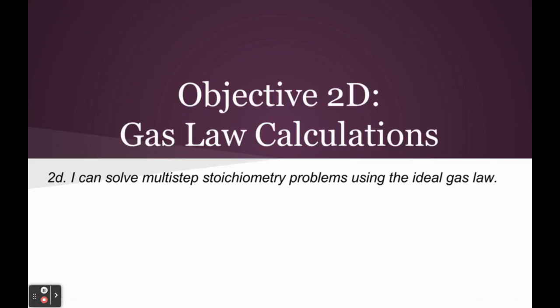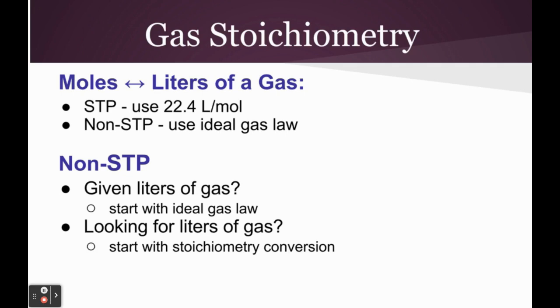Hello everybody, this video is about Objective 2D and solving multi-step stoichiometry problems using the ideal gas law. When we're going from moles to liters of a gas, as you can remember from our stoichiometry unit, if we're at STP, then we're going to use 22.4 liters per mole. And remember, STP stands for standard temperature and pressure, and our standard temperature is 273 Kelvin, and our standard pressure is 1 atm.